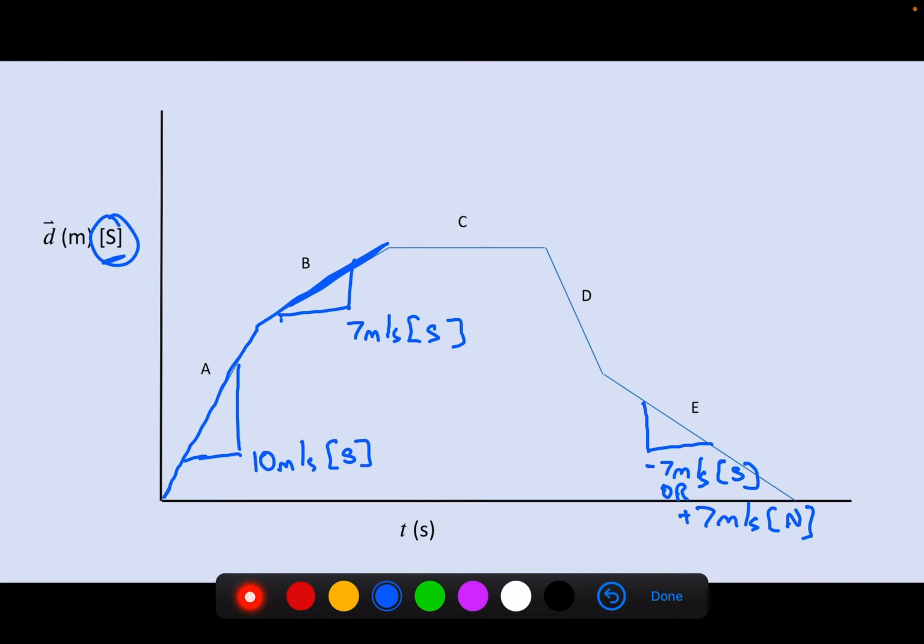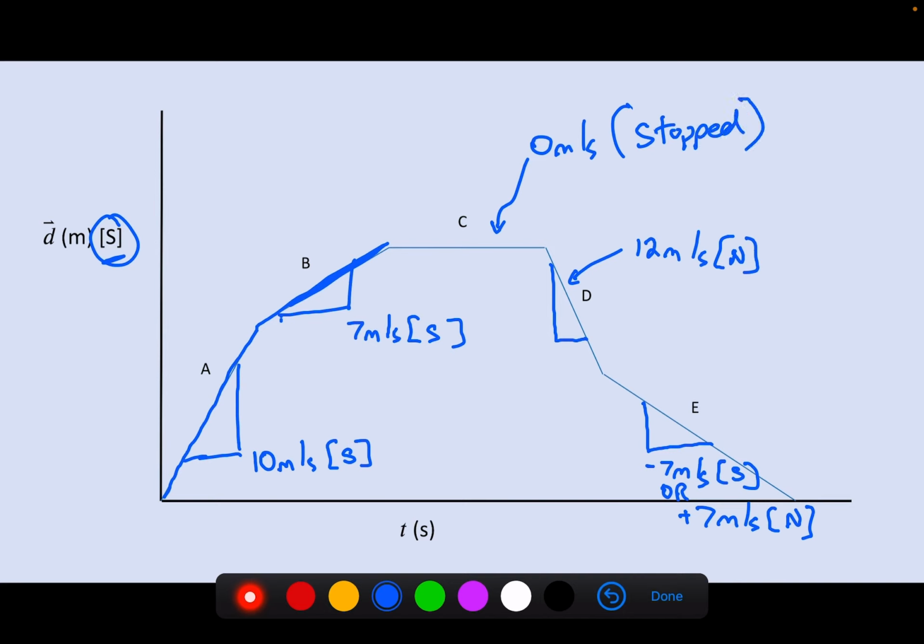If I found the slope of this one, it looks even steeper than A maybe, so maybe this is negative 10, maybe negative 11 or 12 or something. So I'm just going to go ahead and say 12 meters per second. Remember, negative south or positive north. What about the slope here for C? You can shout it at your computer screen or your phone or whatever you got. The slope here is actually 0. The slope of a horizontal line is 0. That's 0 meters per second. What that means is I'm actually stopped. I'm actually not moving.